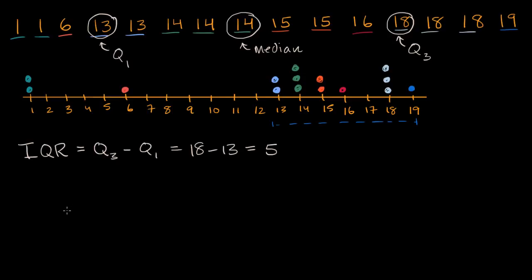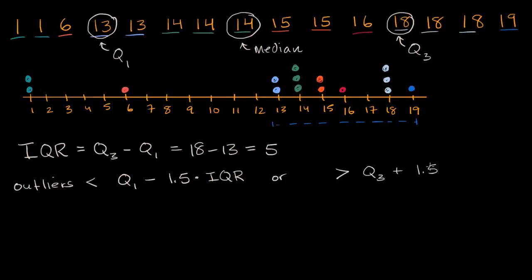Now, to figure out outliers, well, outliers are going to be anything that is below. So outliers are going to be less than our Q1 minus 1.5 times our interquartile range. And this, once again, isn't some rule of the universe. This is something that statisticians have kind of said, well, if we want to have a better definition for outliers, let's just agree that it's something that's more than 1.5 times the interquartile range below Q1, or an outlier could be greater than Q3 plus 1.5 times the interquartile range.